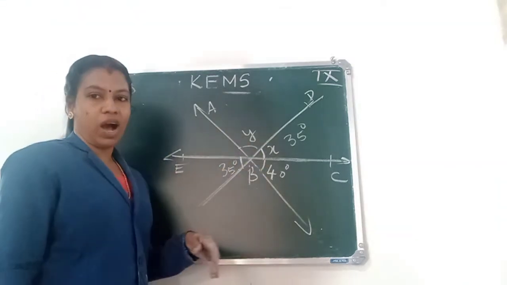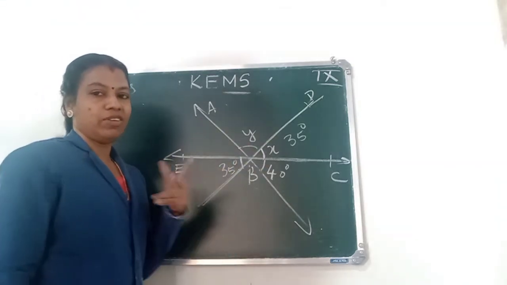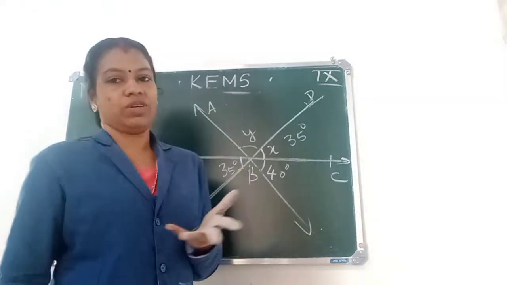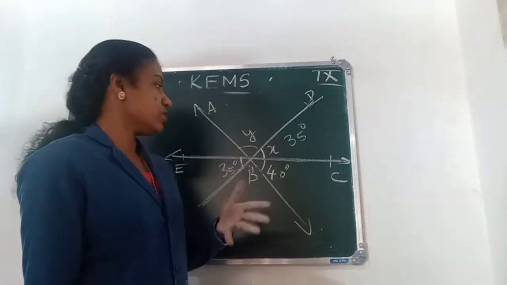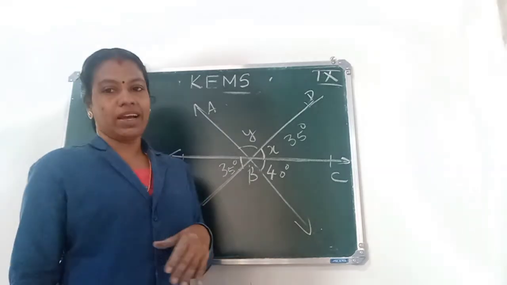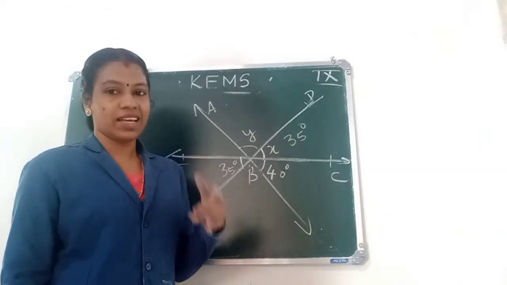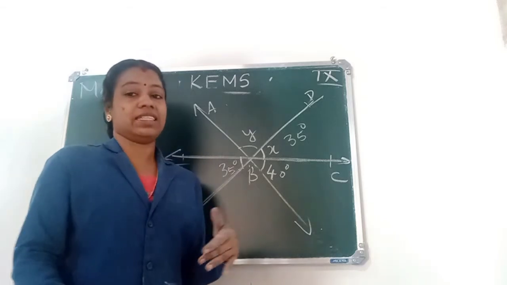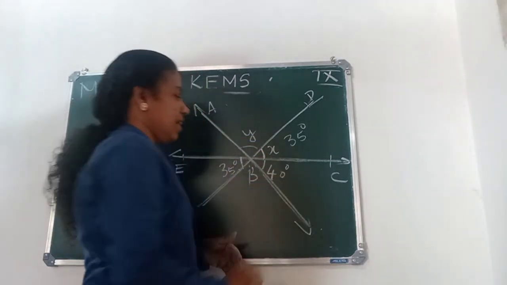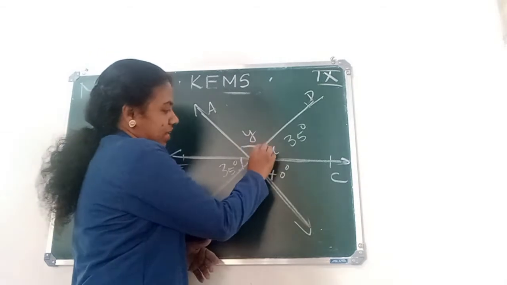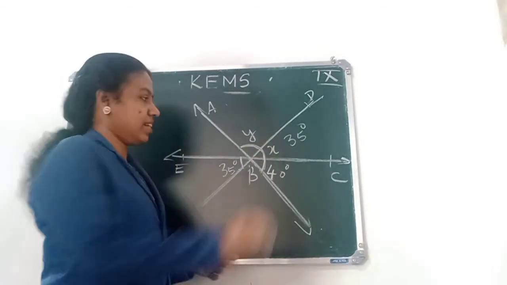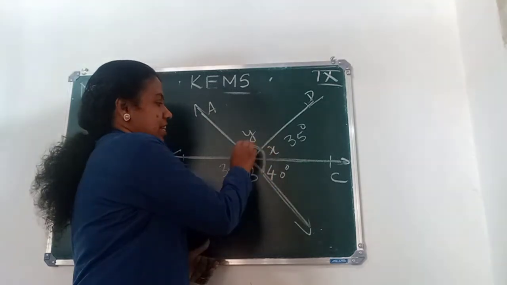Then what about y? How will you find y? Here it is not vertically opposite angles because the opposite angle is not given. So how will you find y? Yes, here we use the linear pair axiom. Look at this. This is a linear pair. Clear?